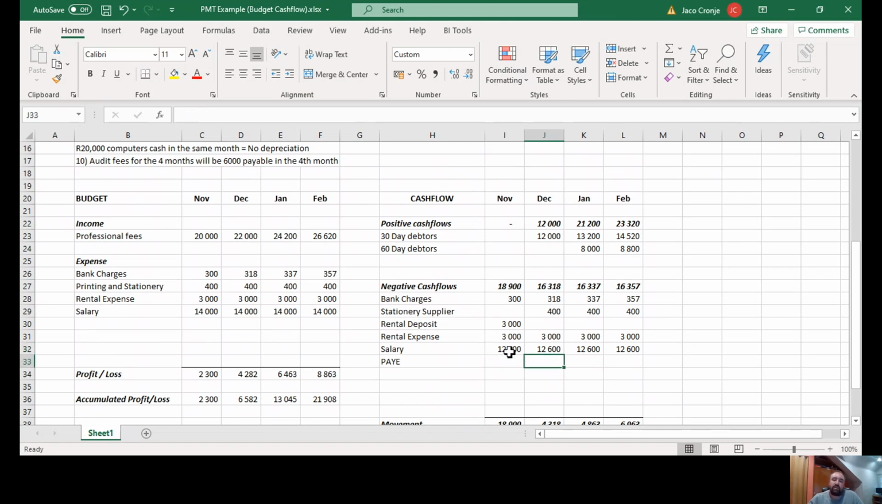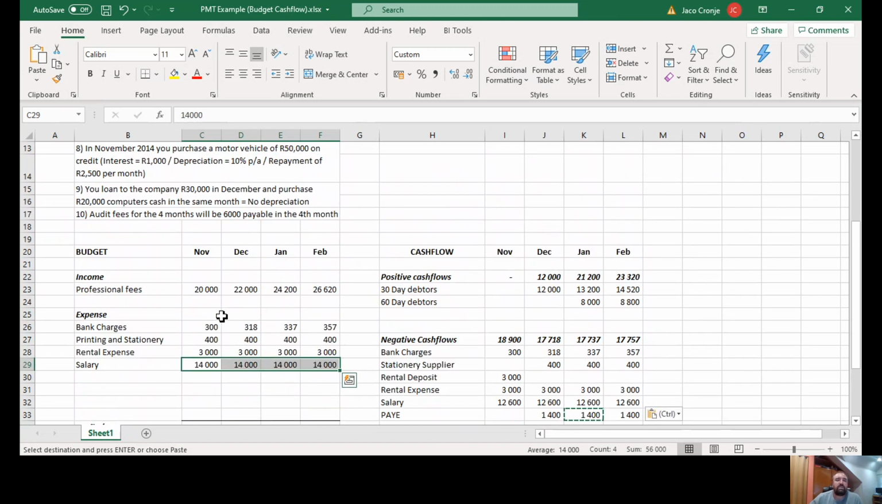So the PAYE that I deducted there, for cash flow purposes, will only go out of my bank in December, December in January, and January in February. So the PAYE section here must show exactly what is going to happen on your bank statement. But my total amount that I'm going to pay out because of this employee is 14,000, and I show that full expense in the month where the employee is due to receive his salary.